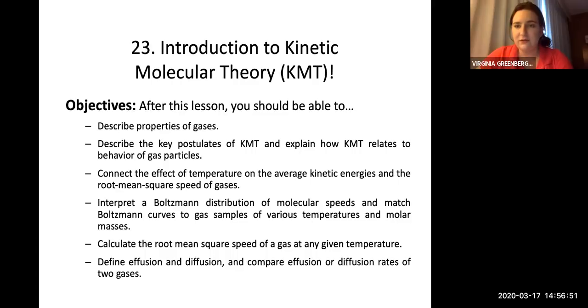And then we'll look at two different ways gas molecules can move called effusion and diffusion, and think about a way to compare different gas molecules' effusion and diffusion rates.